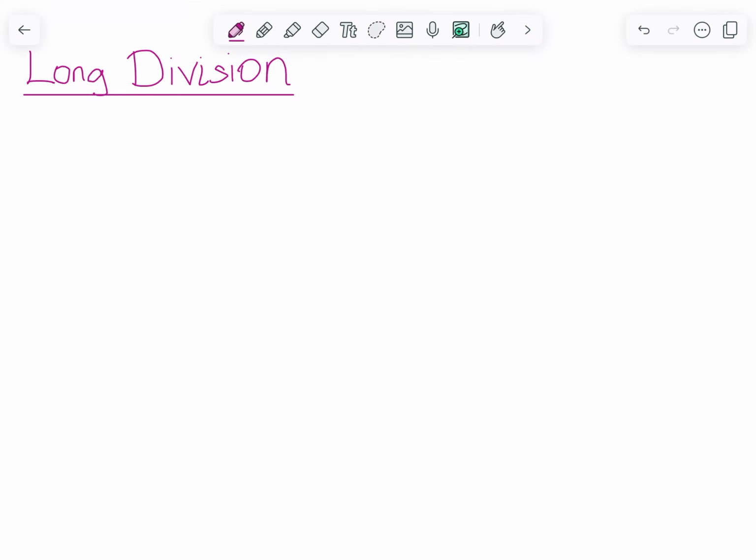One way we have to divide polynomials is with long division. And before we look at polynomial long division, let's remind ourselves what normal long division looks like. Let's look at 562 divided by 3.